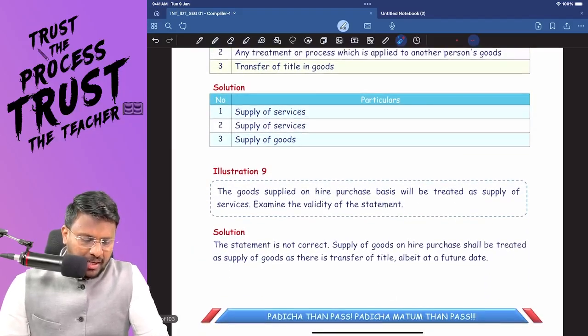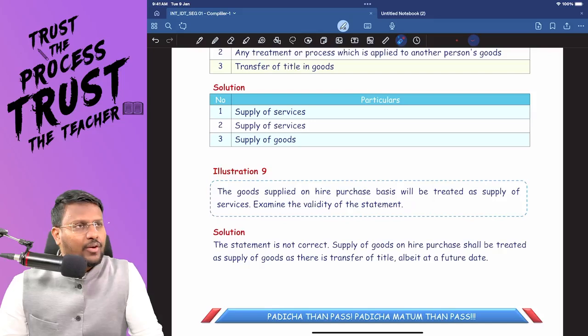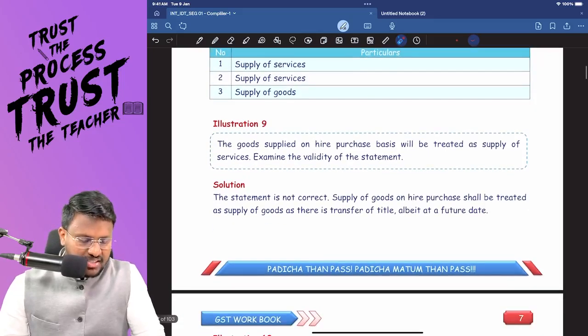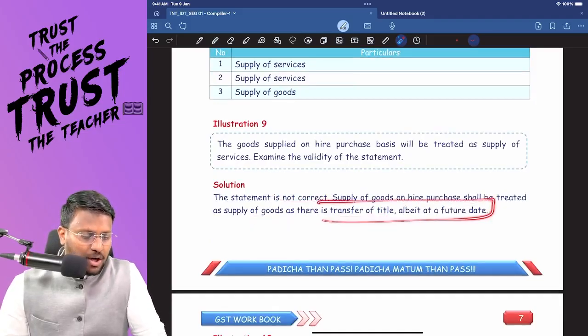The goods supplied on hire purchase will be treated as supply of services. Examine the validity of the statement. True or false? The statement is not correct. Supply of goods on hire purchase shall be treated as supply of goods as there is transfer of title.